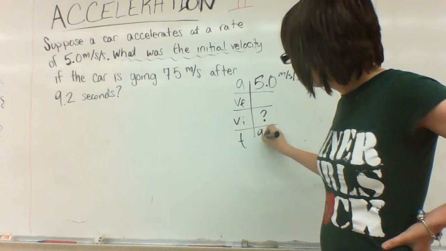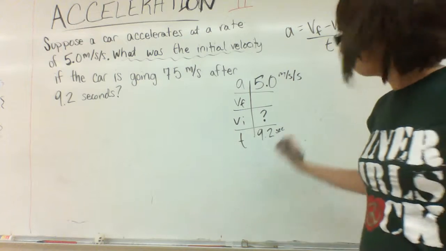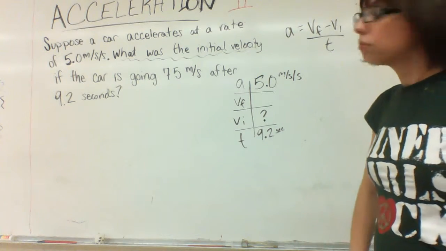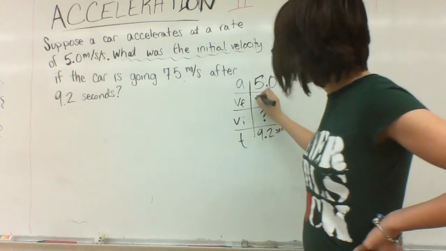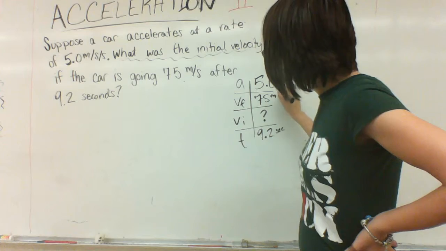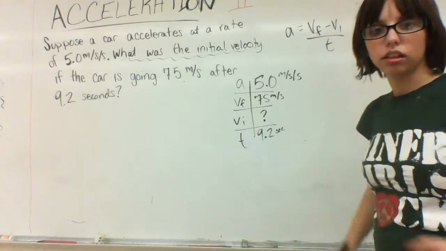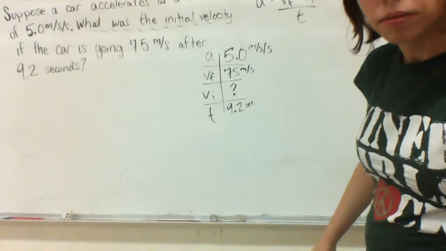If the car is going 75 meters per second after 9.2 seconds. So, time, 9.2 seconds. And velocity final, after that amount of time, I end up going this fast, so it's 75. So I have everything nice and neat and organized. Yay! So now we can use it in a way that's beneficial for us.